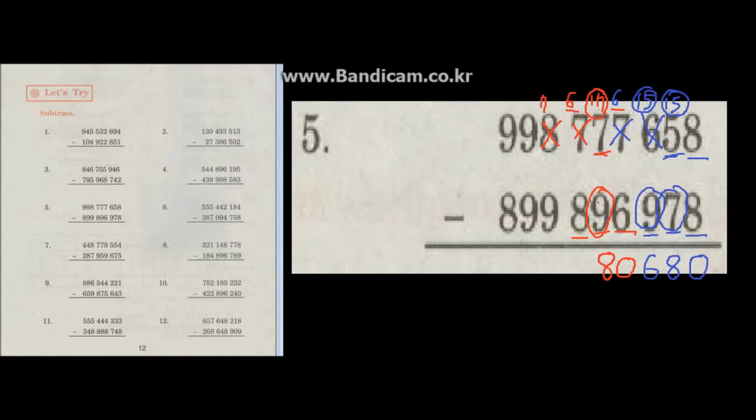And this 1 changes to 10. And we should add these two values, the value that has been borrowed from a column higher and the original value of the column. If we add these two numbers, it becomes 16. So the minuend value becomes 16, and the subtrahend value remains as 8. And the difference between 16 and 8 is simply 8.